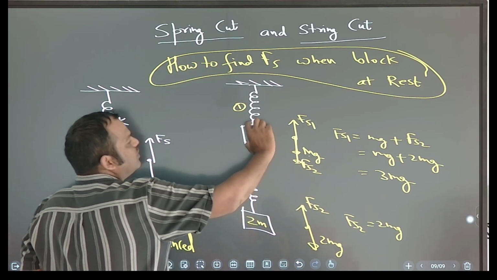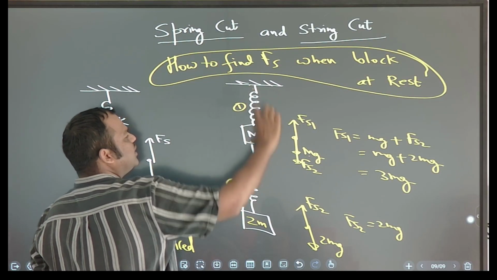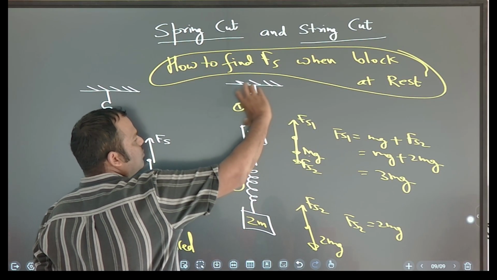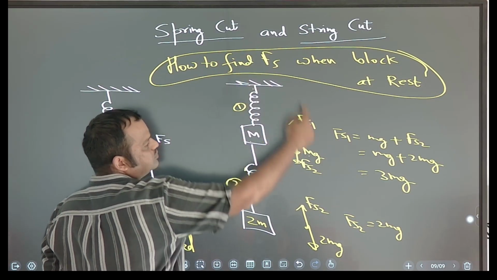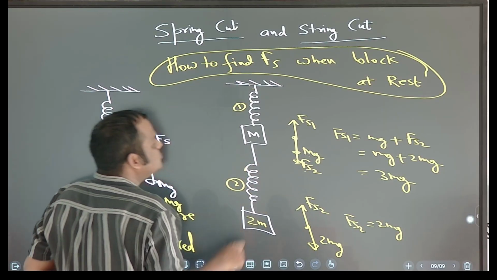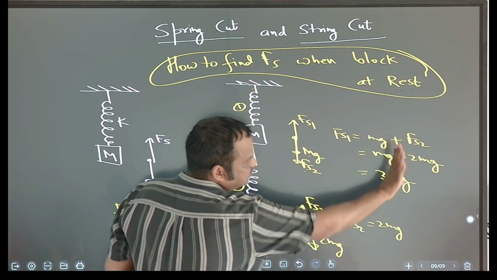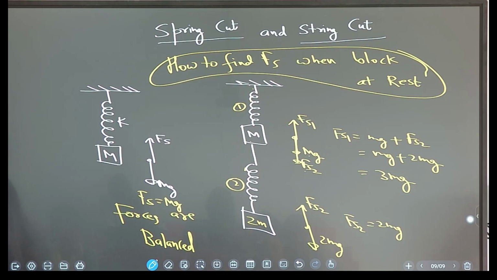Clear? Now here two springs are connected for this block. Both are elongated. First spring will pull it up. Second spring will pull it down. Mg is down. So Fs1 is equal to mg plus Fs2. Clear? Understood? Okay, fine.